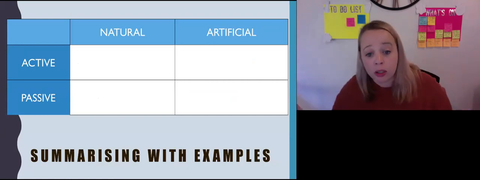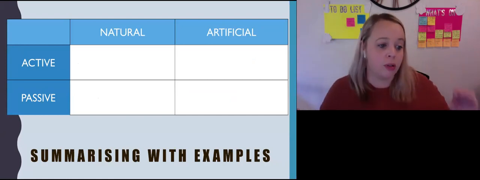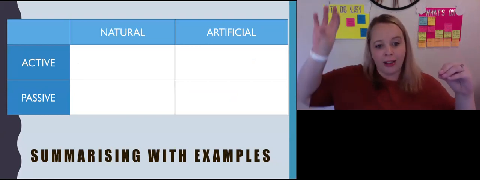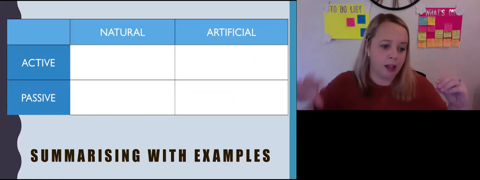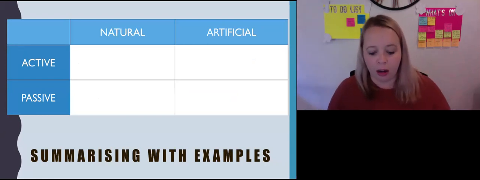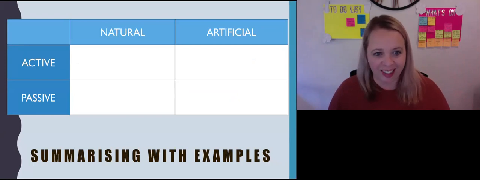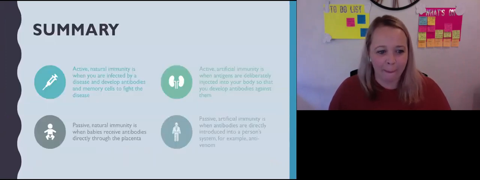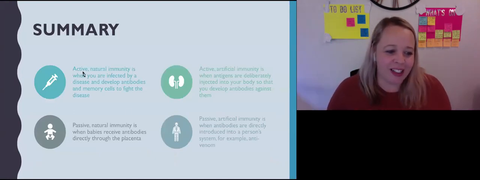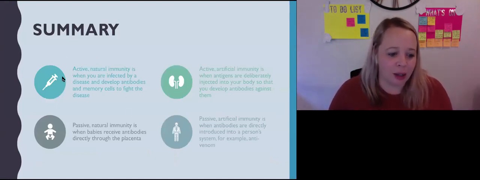So I want you to pause and try and think of examples of something that is active and natural, something that is active and artificial, something that is passive and natural, and something that is passive and artificial. And hopefully we come back now. All right, so it's not in the table anymore, but let's start with this one here.